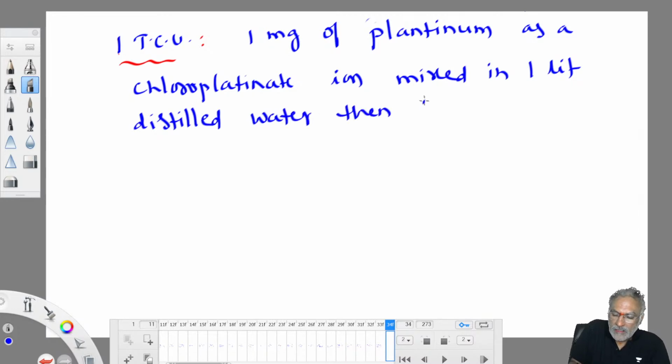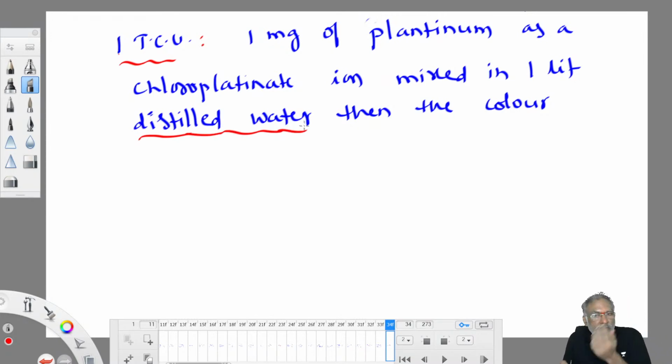Distilled water is 100% pure water. It doesn't contain suspended or colloidal particles. So distilled water is taken as a reference solution. Always we take distilled water as a reference solution. Then the color produced is taken as 1 true color unit.